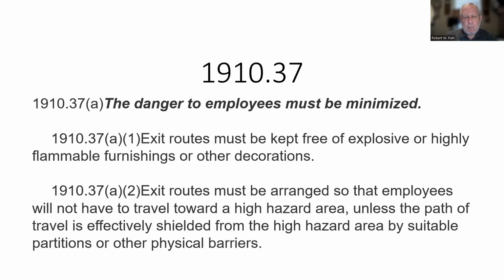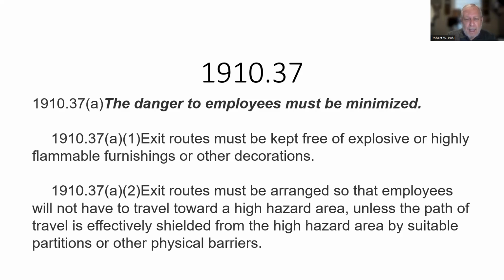1910.37(a): the danger to employees must be minimized. Yep, we all agree with that. Exit routes must be kept free of explosive or highly flammable furnishings or other decorations. All right, yeah, let's just plan our explosive there in this exit route. If there's a fire, then we don't have to worry about it. Okay, but highly flammable furnishings or other decorations, that's a big thing here. The exit route is a functional place, not a decorative place.